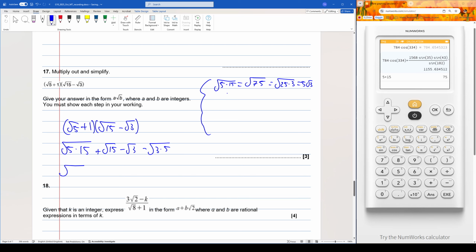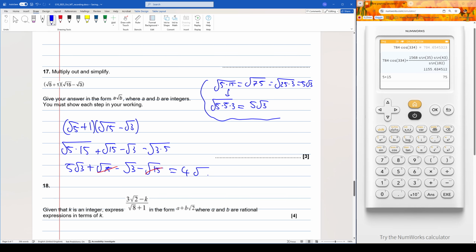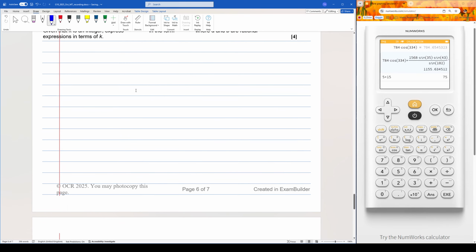I think, keep in mind that I'm doing this in my head, so it's a little bit quicker than writing it, but that's 5 times 5 times 3, and therefore 5 root 3. That I think is quicker in my head to do, so I would do that. So 5 root 3, add root 15, minus root 3, minus root 15. Well, those two cancel out. And I get left with 4 root 3. Right, nearly there at the end now.